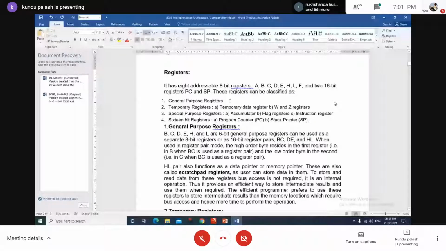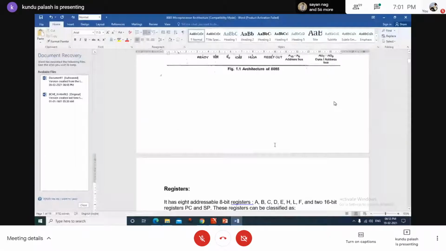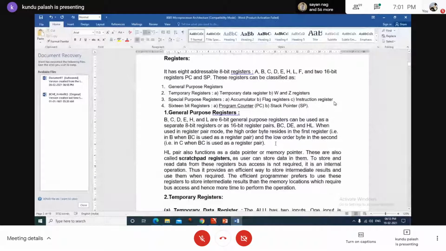W and Z are called the temporary registers. That means whenever the arithmetic logic operations are performed, temporarily the result will be stored in either W or Z or both. So that's why W and Z are called the temporary registers.